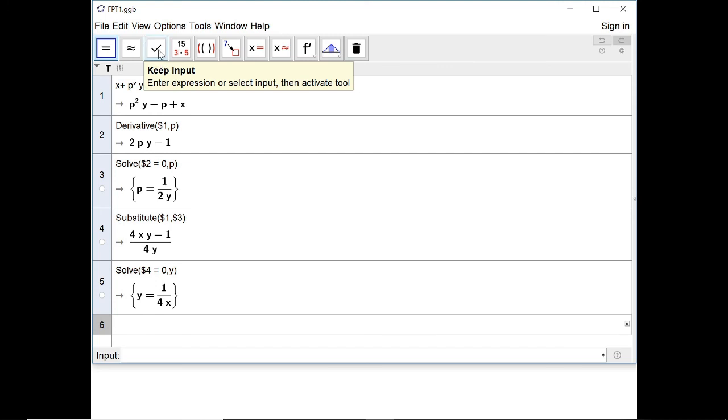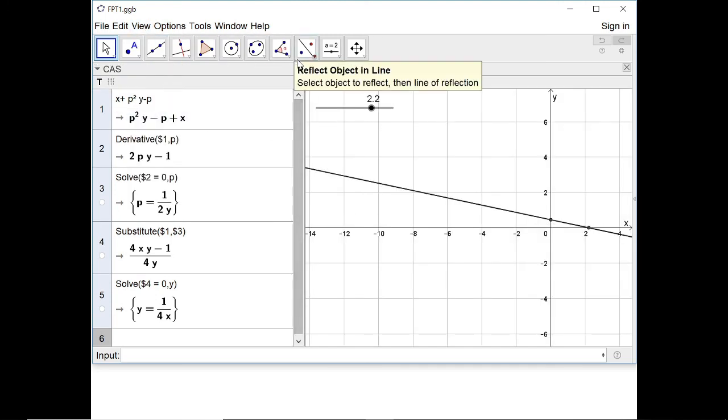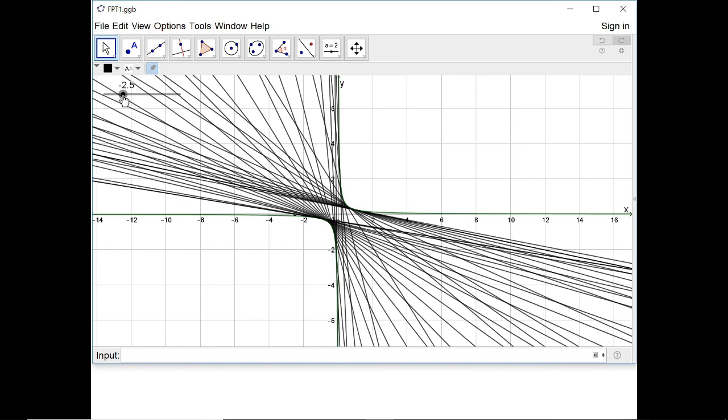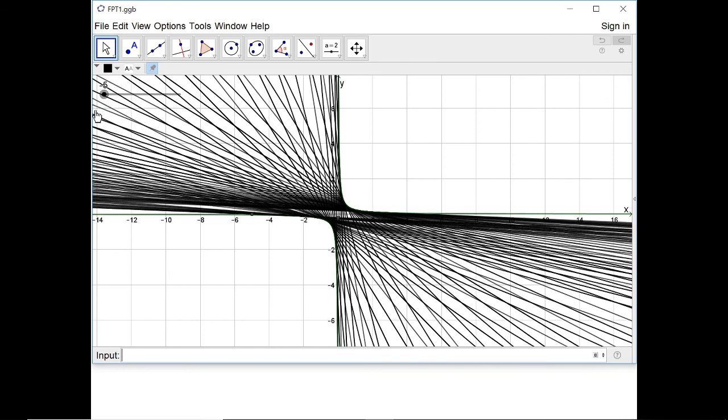So going back to my graphics window then, let's plot what y equals 1 over 4x looks like here. So I put in y equals 1 over (4 times x). Put that in brackets like that. And there we have it. So if I move my slider now, we can see that that green line is in fact the envelope for my set of lines there.